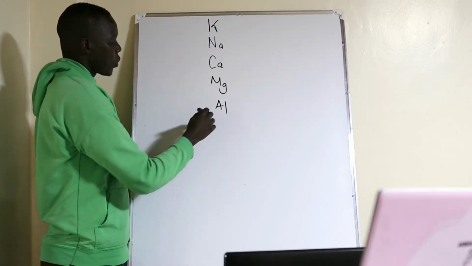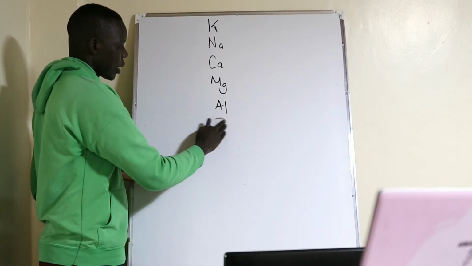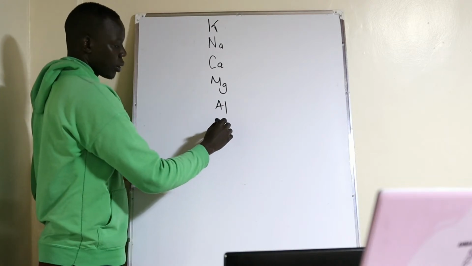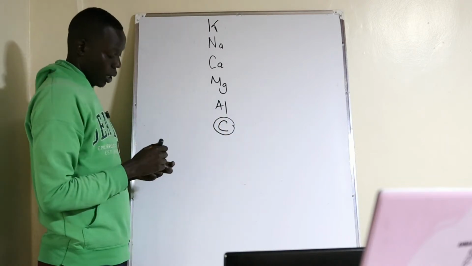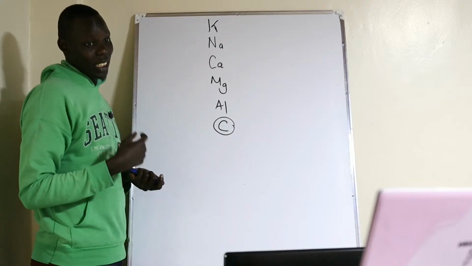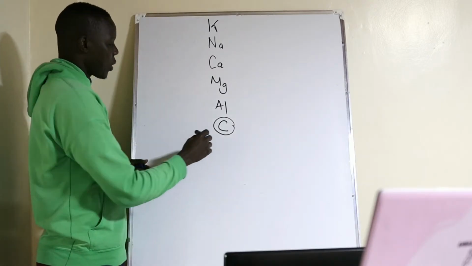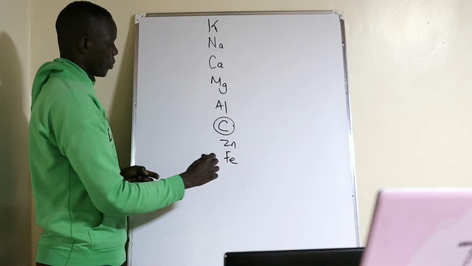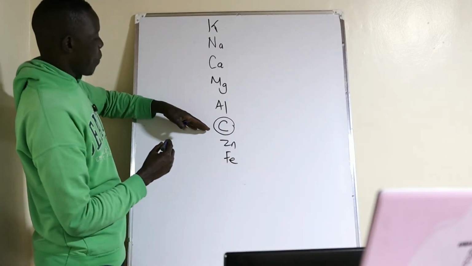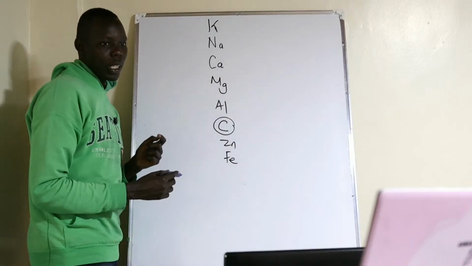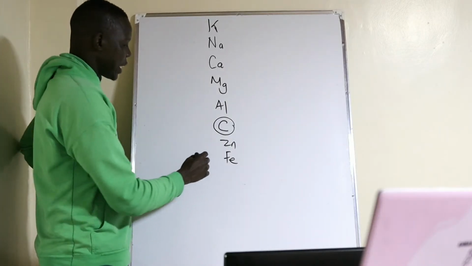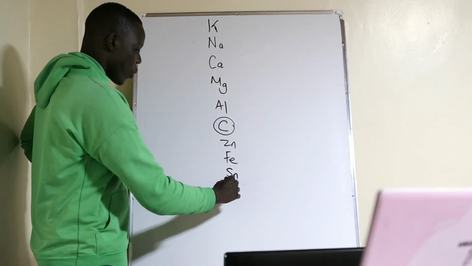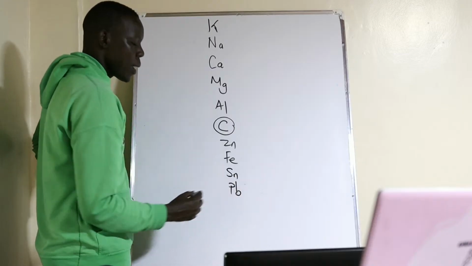Now, a non-metal comes in here, which is carbon. Carbon is now the element of interest. Then we have zinc, and we have iron here. So now, carbon cannot reduce the ones above it. Then we have tin. Tin is Sn. Then we have lead, Pb.